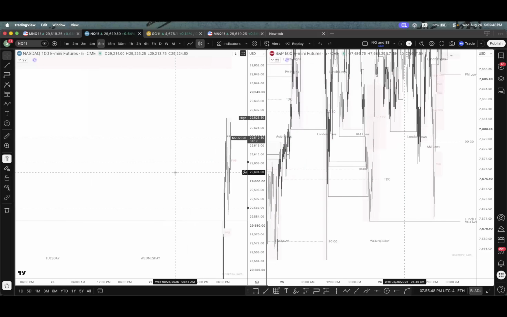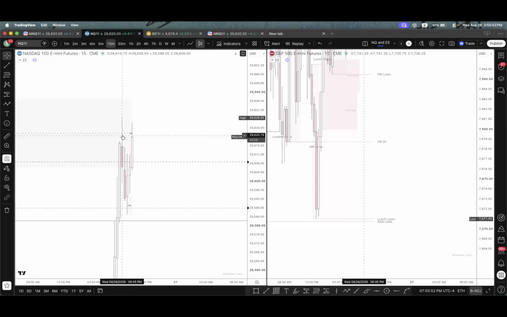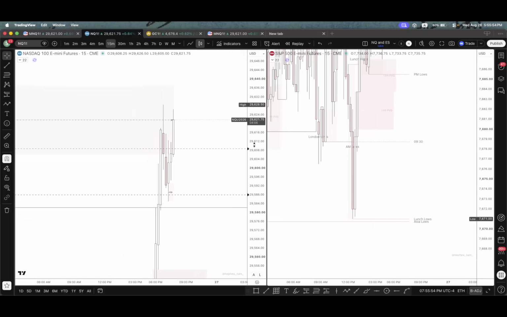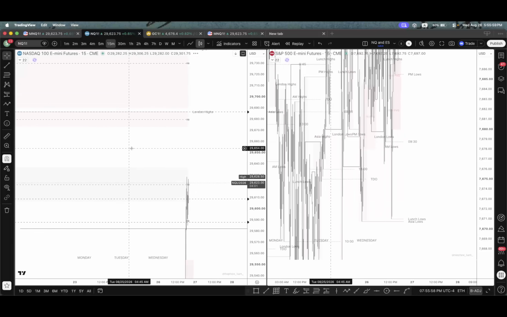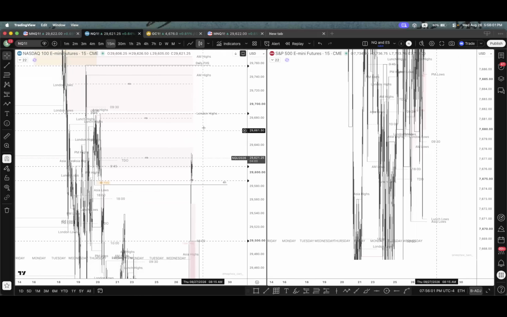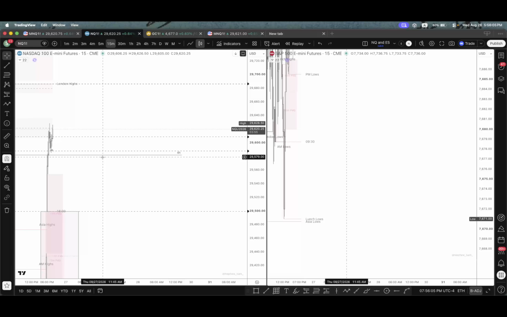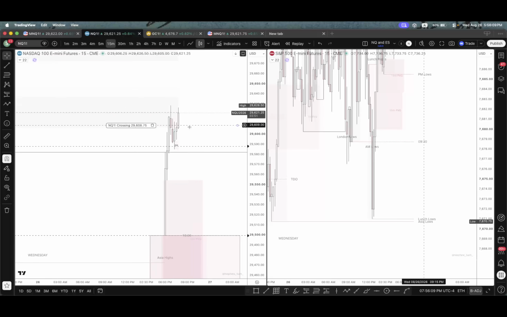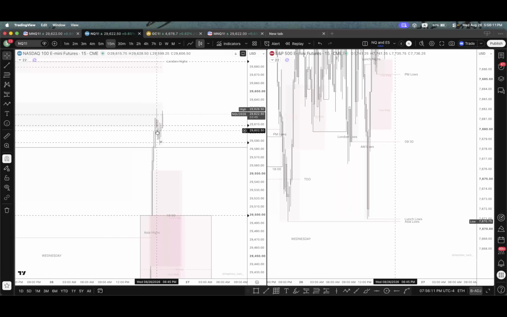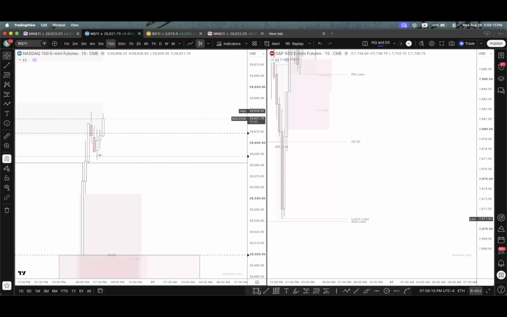So yeah, if this ends up inversing, would I take this? That's the question. Well, we have a rejection block, right? And we would be respecting the rejection block, and then we'd be displacing to the downside. But with the London highs being here, really, really close, I don't know if that's going to happen, right? So this is not exactly the best trade. It could happen, but yeah, I don't know. It's pretty fishy.